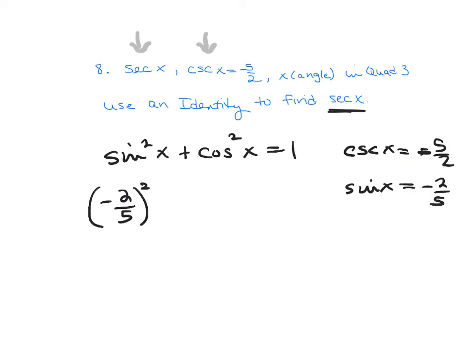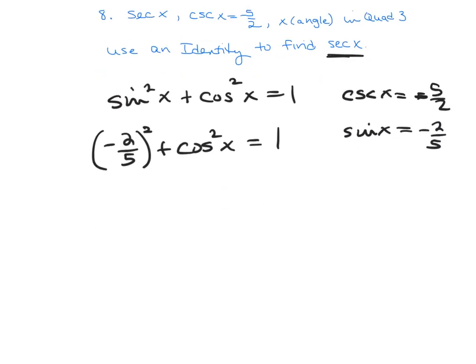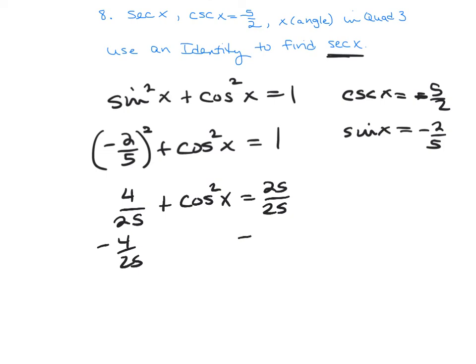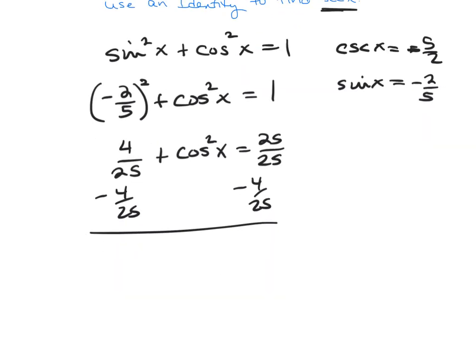Now, on the chapter 5, a lot of people forgot to square things. And that was where people made mistakes. Now, what I'm going to do here is, now that I've plugged that in, I am going to square it and solve for cosine. So this becomes negative 2/5 squared becomes 4 over 25. I'm going to change my whole number 1 into a fraction so I can subtract and solve this. So I'm going to make it 25 over 25. Now I'm going to move the 4 over 25. So cosine squared x equals 21 over 25.